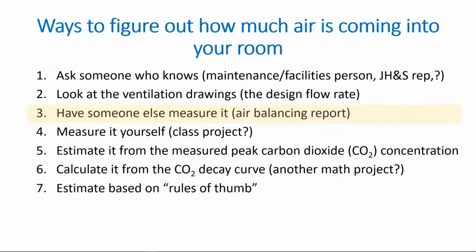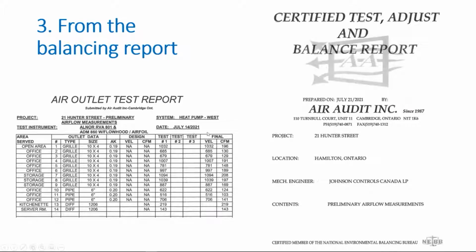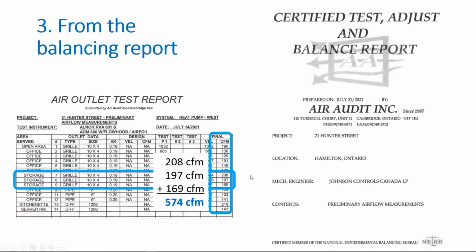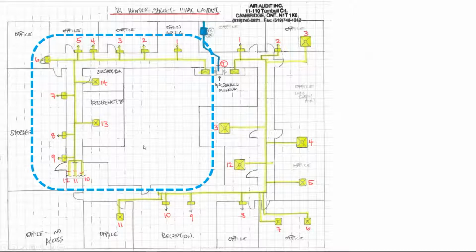If you have an air balancing report, this is an example of an air balancing report we had in our building done this summer. And you have all these tables, and at the right-hand side of the table, you see CFM. So here's all the measurements that were taken, and the room that I'm interested in is called storage room here, even though it's a training room. And you can see the numbers here, and they add up to 574 CFM. Now, sometimes you have to go to the back to see the drawing and figure out which ventilation system.